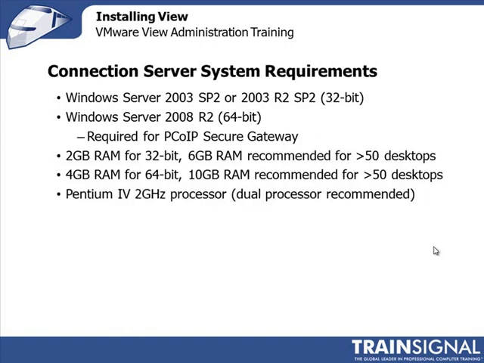Dual processors are recommended, but you can easily start with a lower processor. Just make sure it's at least a Pentium 4 with 2 GHz. The connection servers are usually deployed as virtual machines, which makes them very easy to scale up. So feel free to start smaller with the resources, but be prepared to scale them as needed.